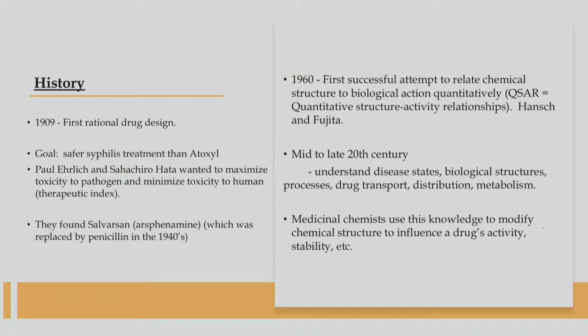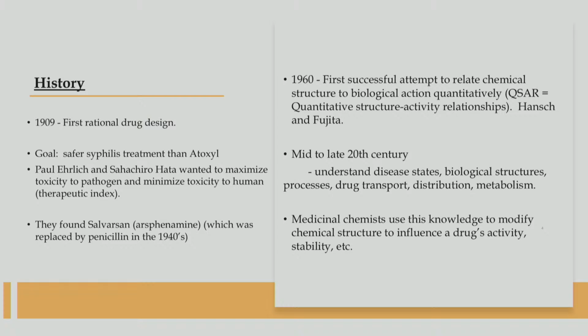So these are some of the key milestones in history. The first rational drug design was discovered in the year 1909 by Ehrlich and Hata for the treatment of syphilis. Initially, they used the drug atoxyl, which is very toxic to humankind. These two scientists changed the structure of the molecule, and they discovered Salvarsan that reduced the toxicity towards human beings. The next milestone happened in 1960, where they identified the biological action along with the chemical structure. They correlated the chemical structure with the biological activity. This is called quantitative structure activity relationships.